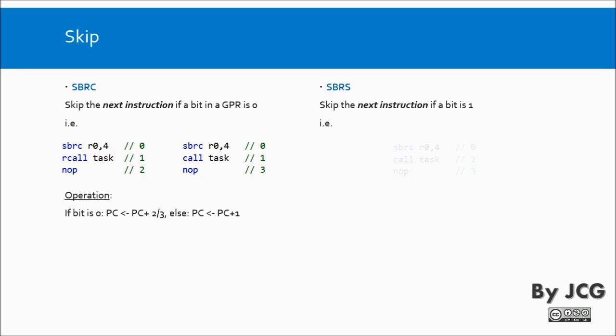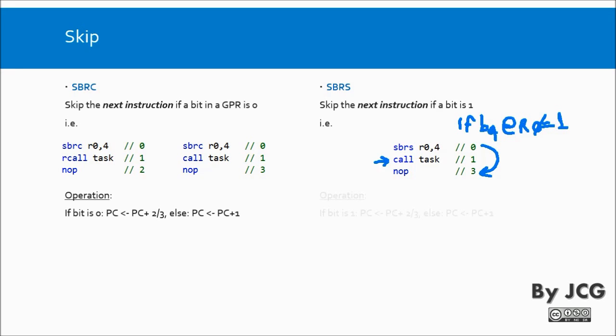The next instruction is skip if the bit in a register is set. In the following example, you can see we're checking bit number 4 in register 0, and if this bit is 1, if bit 4 at register 0 is 1, then it's going to jump this instruction. If this is 0, it is going to execute this instruction.